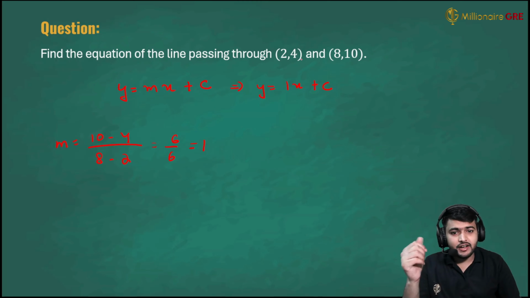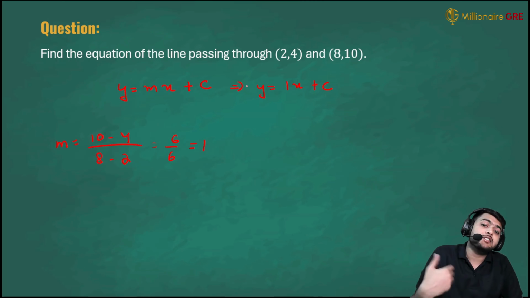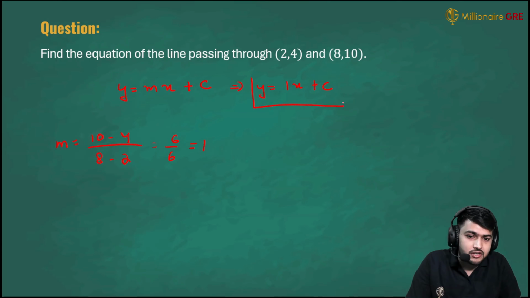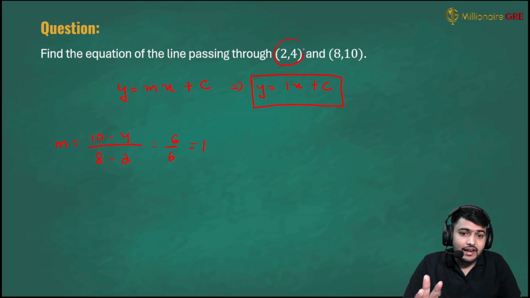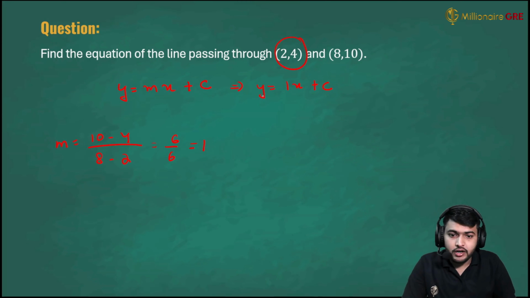Now in the first slide we had discussed that any point which lies on the line satisfies its equation. This is the equation. Though it's not complete, it's still the equation. This point lies on the line, so it will satisfy this equation. (2, 4) lies on the line, so it must satisfy the equation. So you can substitute the values of x and y of this point in this equation. So you can put y as 4 and x as 2. You will get the value of c as 2.